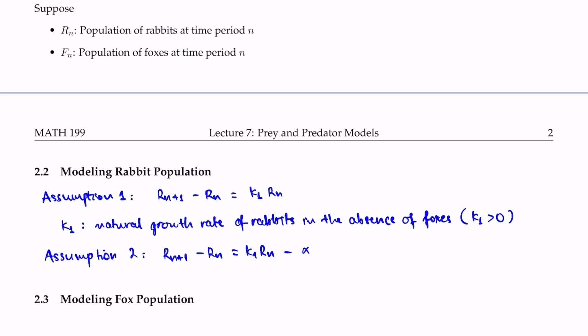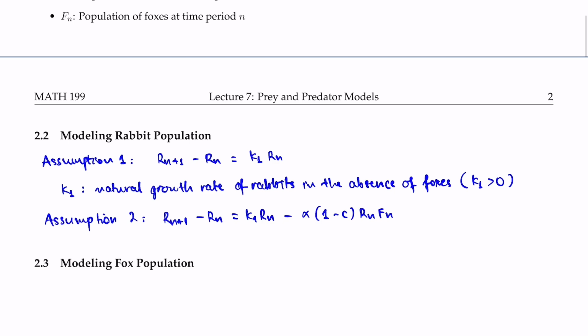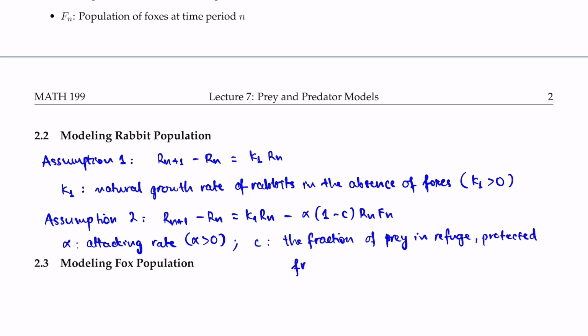However, there's another piece of information in the second assumption: most of the time the rabbits seek refuge and go into hiding, so you need to include that term in the model. Instead of alpha times R sub n times F sub n, you need to include the refuge term, that is alpha times 1 minus c times R sub n times F sub n. So alpha is the attacking rate, and alpha is assumed to be a positive number. C in this case is the fraction of the prey in refuge protected from predation. And that's it for the model of the rabbit population.